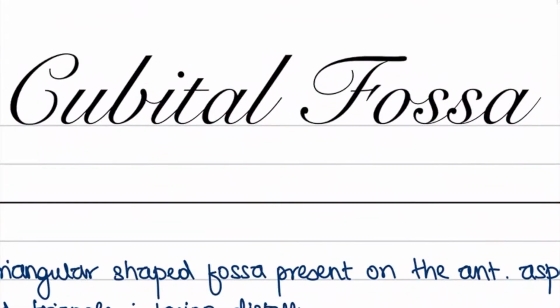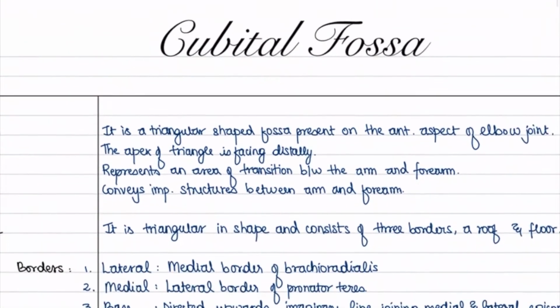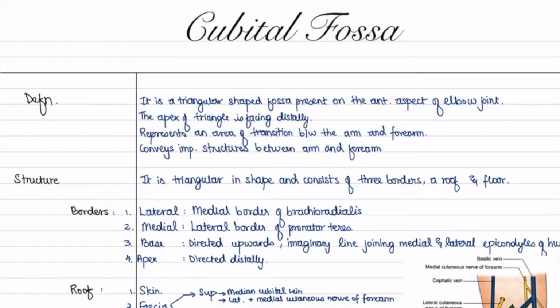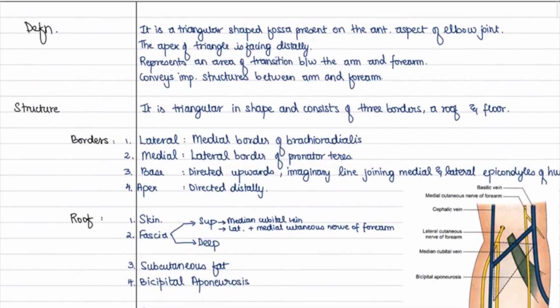In today's video, I'll be talking about the anatomy of the cubital fossa. The cubital fossa is a triangular shaped fossa present on the anterior aspect of the elbow joint. The apex of the triangle is facing distally, that is, away from the center, and represents an area of transition between the arm and forearm. The cubital fossa conveys important structures between arm and forearm.